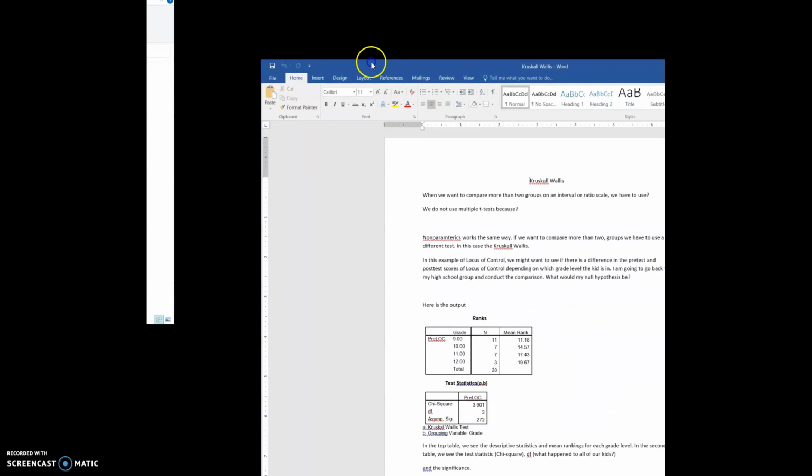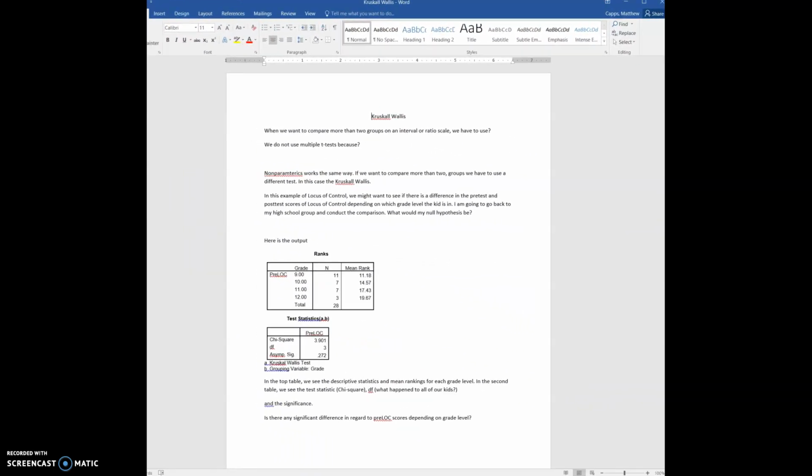The last one that we're going to look at is our friend the Kruskal Wallis. So again, when we wanted to compare two or more groups on an interval ratio scale, we used the ANOVA, which we just saw. And we don't do multiple t-tests over and over because every time you run a test, you get error. Then you start compounding error. So just like we don't want to do that with t-tests, and that's why we use an ANOVA, when we have non-parametrics, it works the same way. When we have multiple groups, we just want a single test.